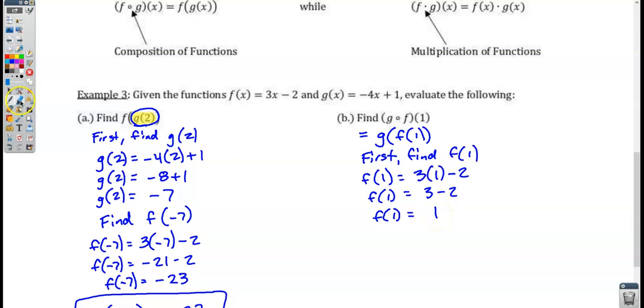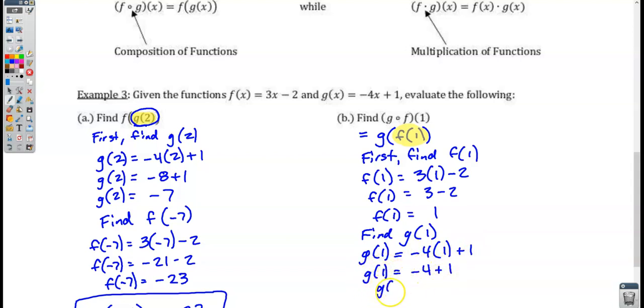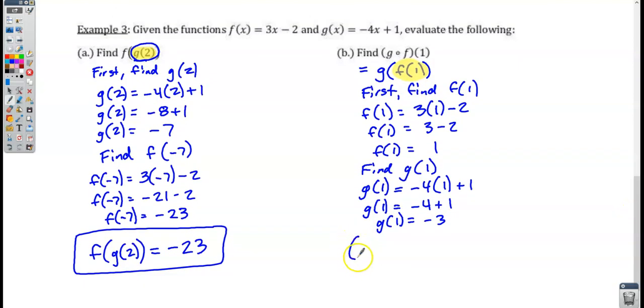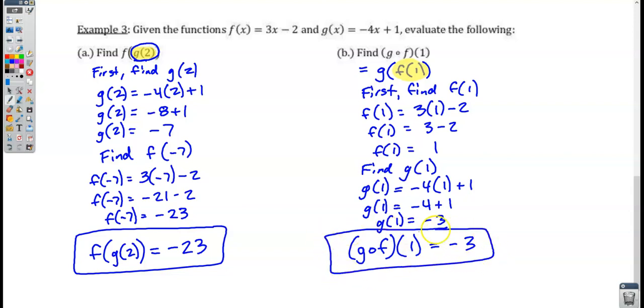All right. So now we've found the inside here. We're now going to substitute that into g. So we're now going to find g of 1. Find g of the result of our original function operation. So g of 1 is equal to negative 4 times 1 plus 1. And from here, it's just a matter of doing the calculations. And so g of f of 1 is equal to this final result, negative 3.